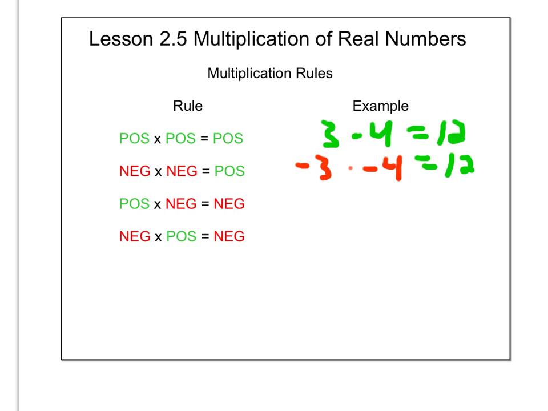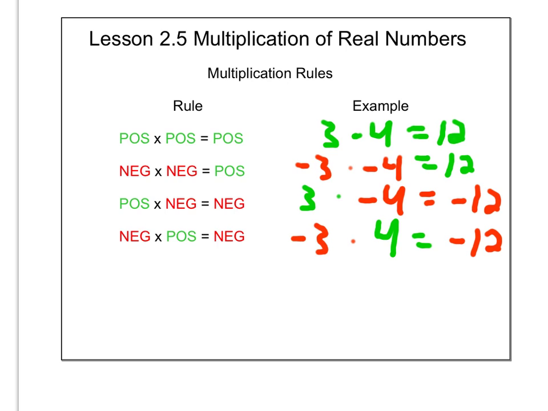Then if I do a positive 3 times a negative 4, that's going to give me a negative answer, a negative 12. And then if I do a negative 3 times a positive 4, that's going to give me a negative answer again. Okay, so positive times positive, positive; negative times negative, positive; positive times negative, negative; and negative times positive, negative. Got it? Good. Let's move on.